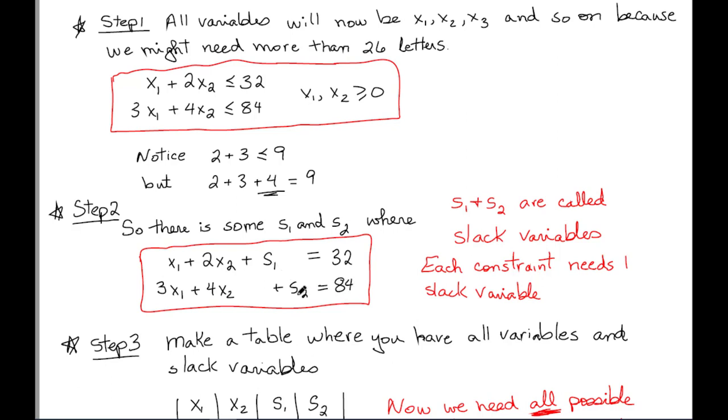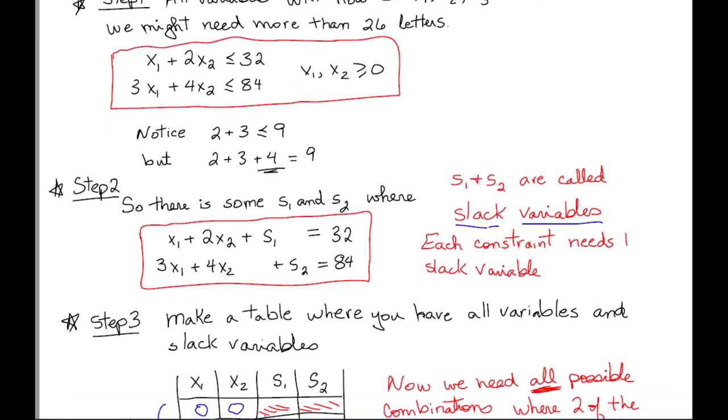This S1 and S2, they are called slack variables. They take up the amount that I need to get up to 32 and 84. And you would do that for each constraint that you have. If you had 3 constraints, you'd have an S1, S2, and S3.